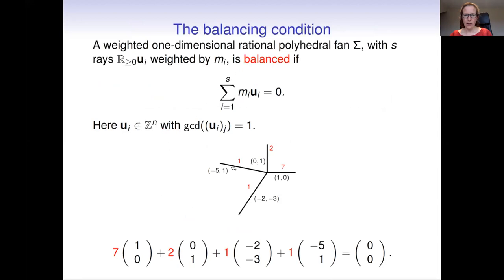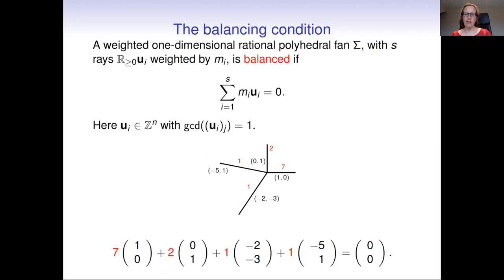Okay, let's do the balancing condition though. This is somehow the most important definition that we're going to do today. It's the key idea. I'm going to give you the definition first for one-dimensional weighted rational polyhedral fans. A weighting means I'm going to put a weight on every maximal polyhedron, so in this case, on every cone. It's a one-dimensional rational polyhedral fan. Fan means they're all cones, so I only have one vertex and these are all unbounded. So it's just a union of rays. And I want it to be rational. That means every ray is going to contain a lattice point, a point in Z to the N.